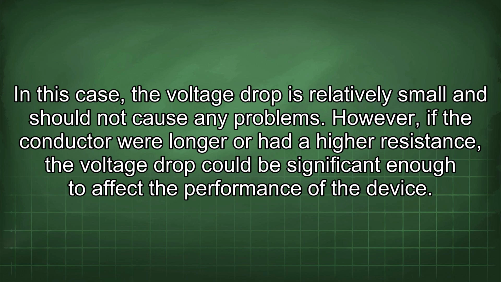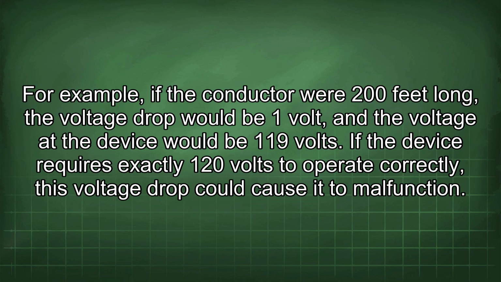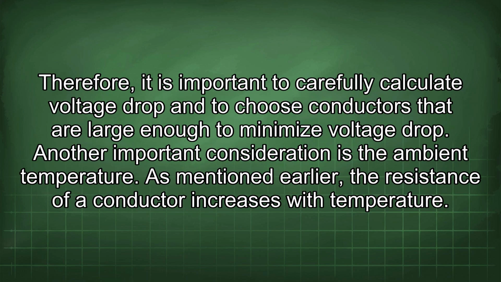However, if the conductor were longer or had a higher resistance, the voltage drop could be significant enough to affect the performance of the device. For example, if the conductor were 200 feet long, the voltage drop would be 1 volt, and the voltage at the device would be 119 volts. If the device requires exactly 120 volts to operate correctly, this voltage drop could cause it to malfunction. Therefore, it is important to carefully calculate voltage drop and to choose conductors that are large enough to minimize voltage drop.